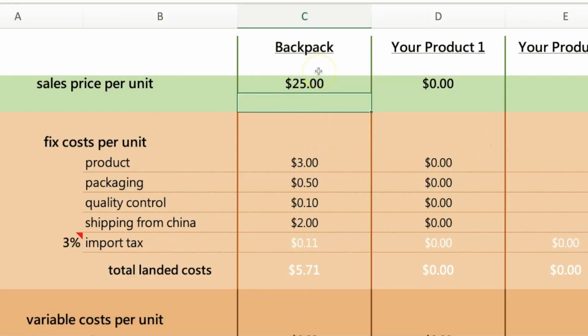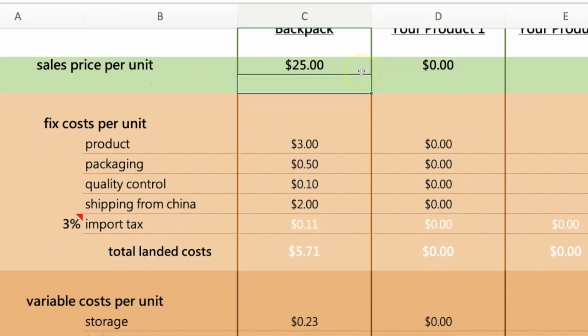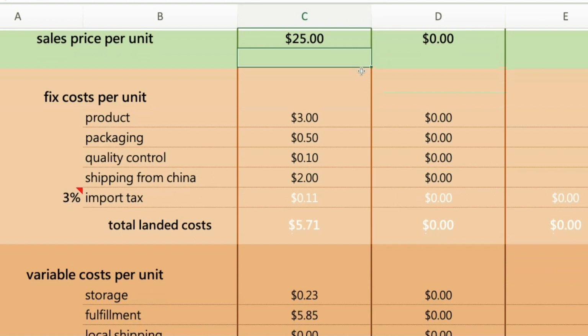Now, let's look at all of these things. So I do this based on a backpack. So let's say you source a backpack and you're selling the backpack for $25. Now, you have two different kinds of costs.